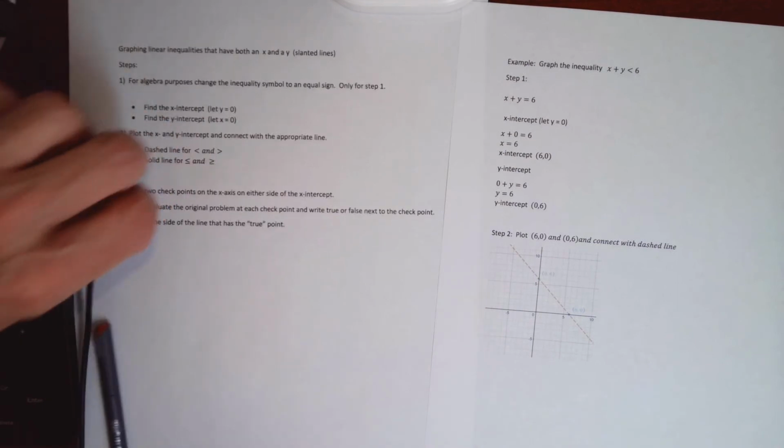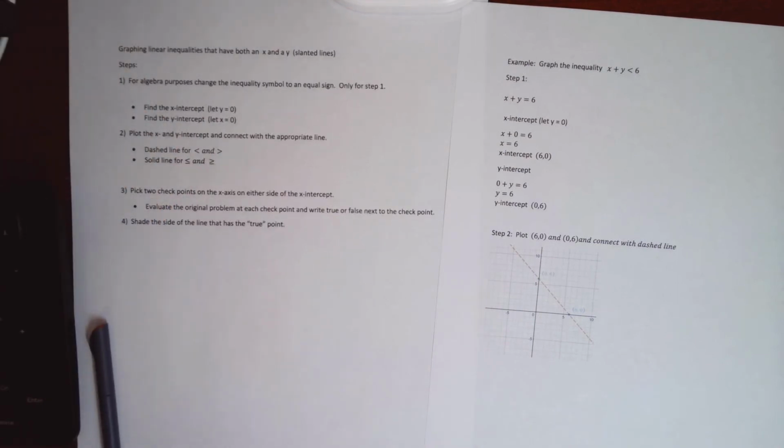So let me try to walk you through what we're going to do if we're asked to graph an inequality that has both an x and a y, so it's a slanted line. I wrote some steps down, and I'll try to walk you through the steps with this example. I'm going to graph x plus y is less than 6.